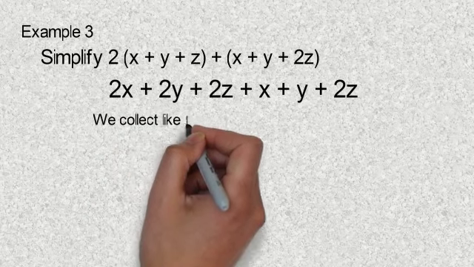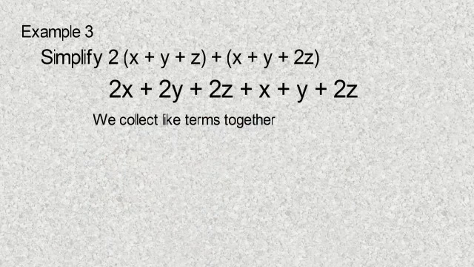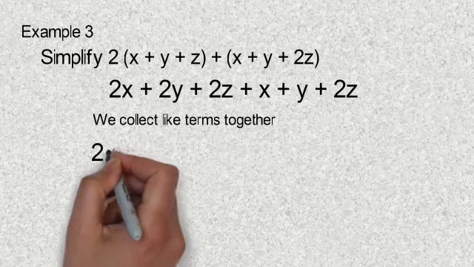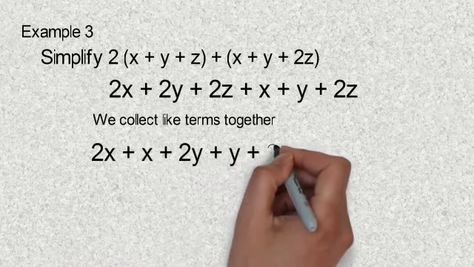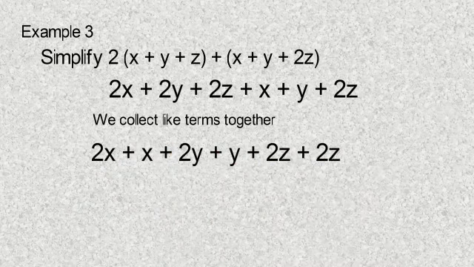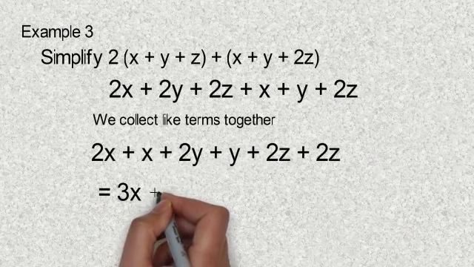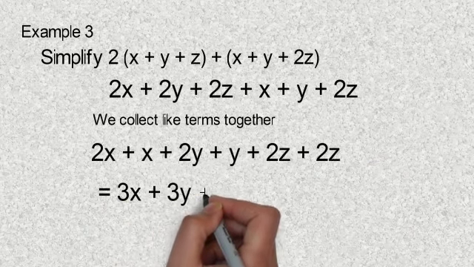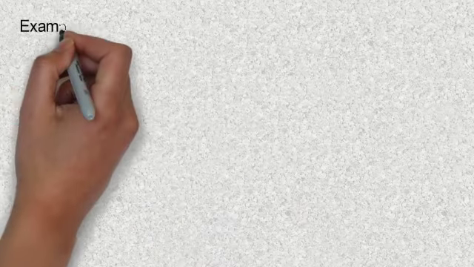So solving this further, before we do our addition, we have to collect like terms together. Collecting like terms together means we put the one in x together, the one in y together, and the one in z together. So I have 2x plus x plus 2y plus y plus 2z plus 2z. So adding this together, I have 2x plus x will give me 3x, 2y plus y will give me 3y, then 2z plus 2z will give me 4z. So that's my answer.